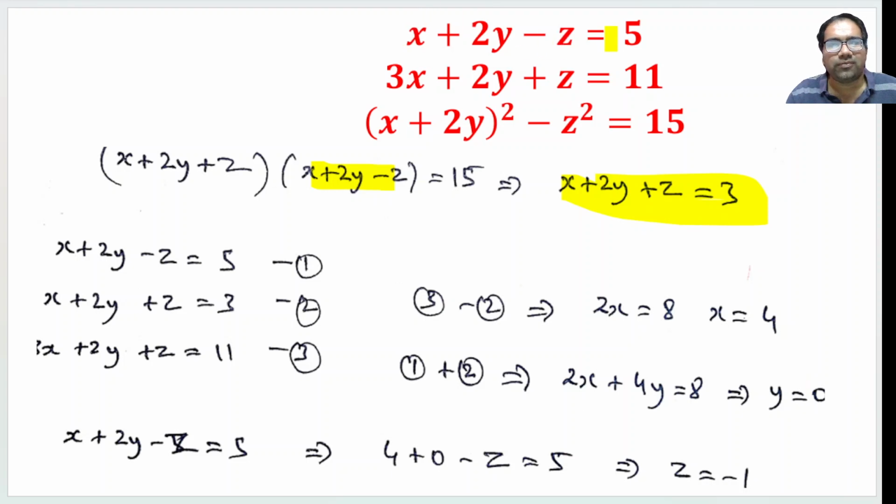Let us substitute both of these in the first equation, x + 2y − z. So that means 4 + 0 − z = 5, so z = −1. Right, guys? Very simple problem, just that this has to be factored considering that this is available. Right, guys? Thank you.